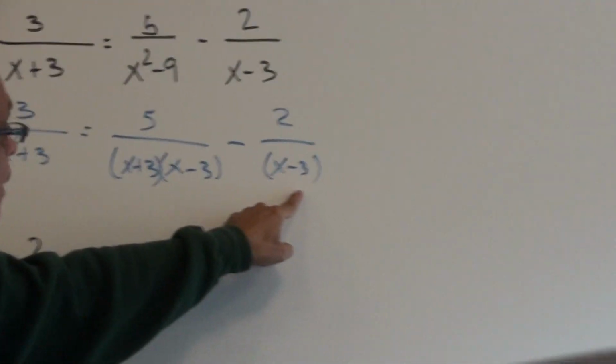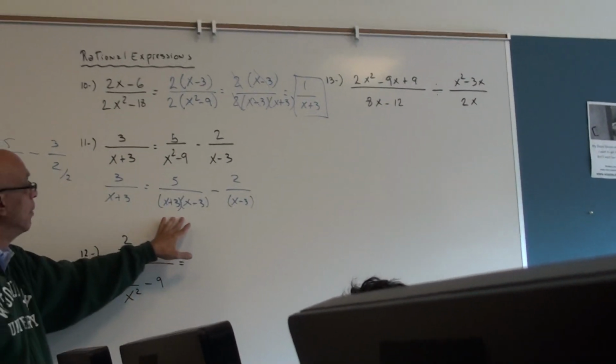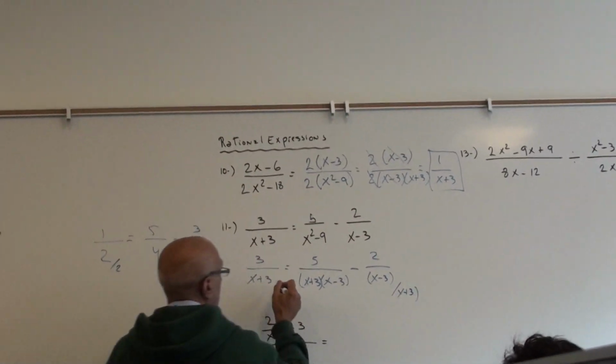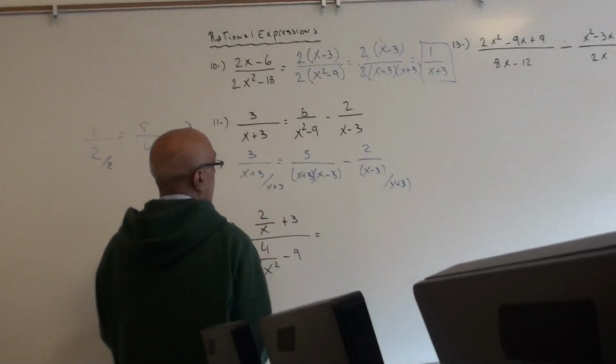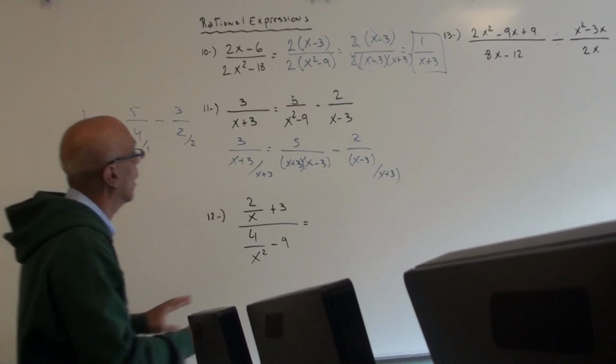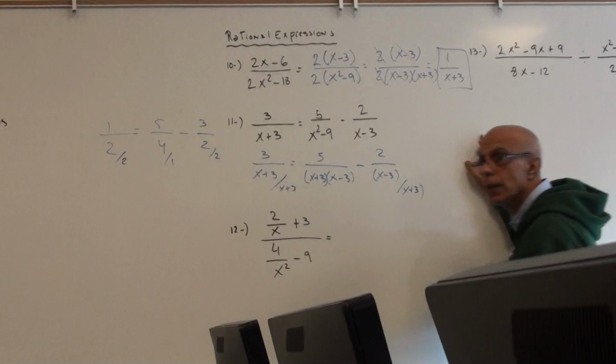So what is missing here? Another 2, right? I need to multiply by 2. Here I need to multiply by 2. Here I multiply by 1. So here it's the same thing. Here I need to multiply by x plus 3. And here x plus 3. Okay? So let's do that. I'm going to do that here. All right?